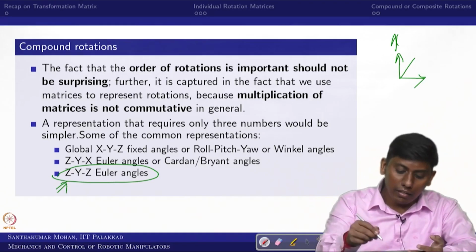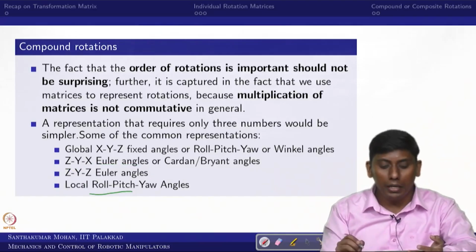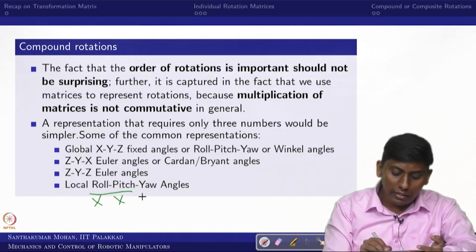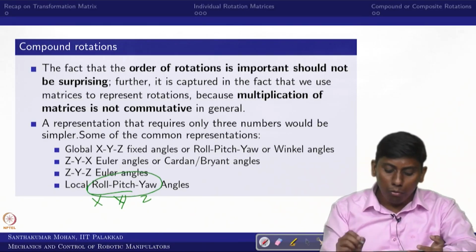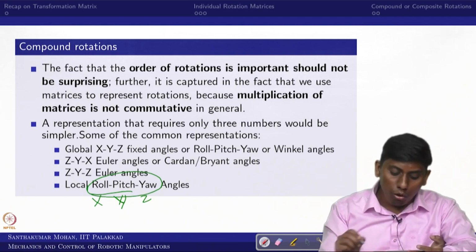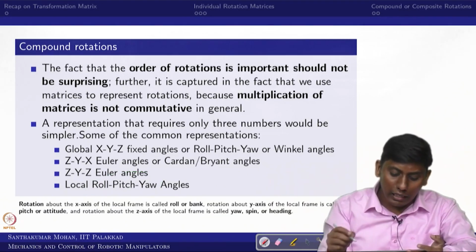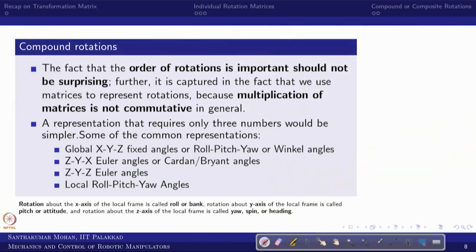Then there is another representation which I called local RPY, where it is X, Y, Z. But this is on the mobile frame, so it is called roll pitch yaw, but it is local. This local RPY angle is slightly different. The rotation about the local frame X axis we call roll or bank. The local Y axis we call pitch or attitude. Some people call it attitude control; attitude control means nothing but pitch control. So please be clear.